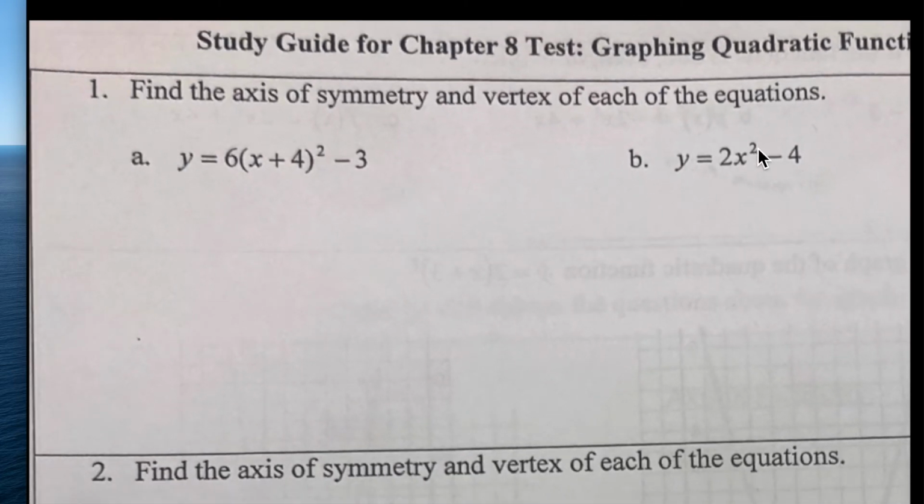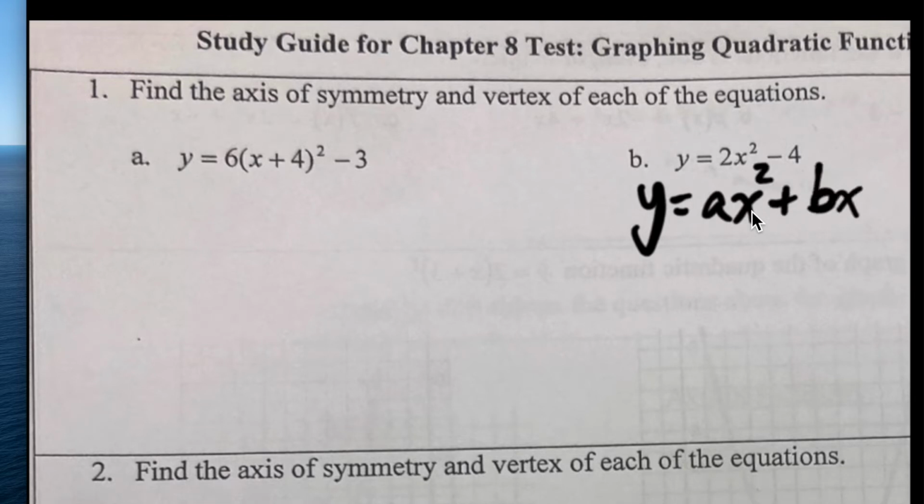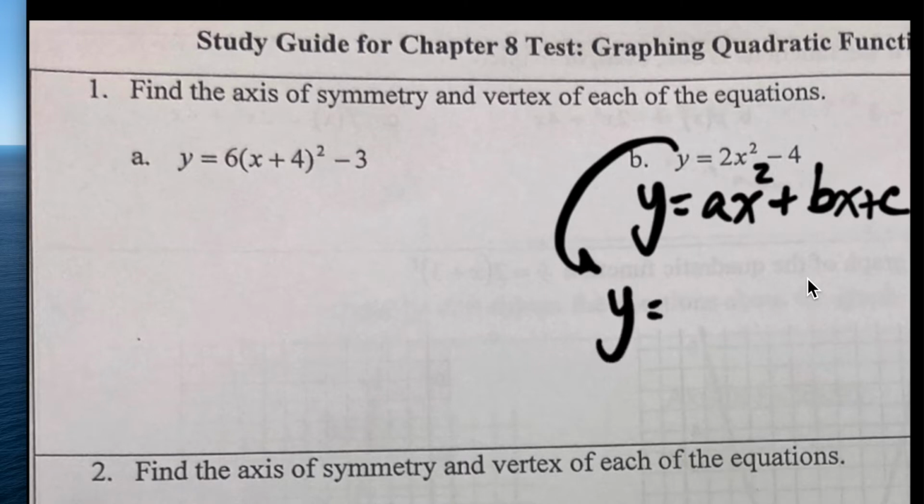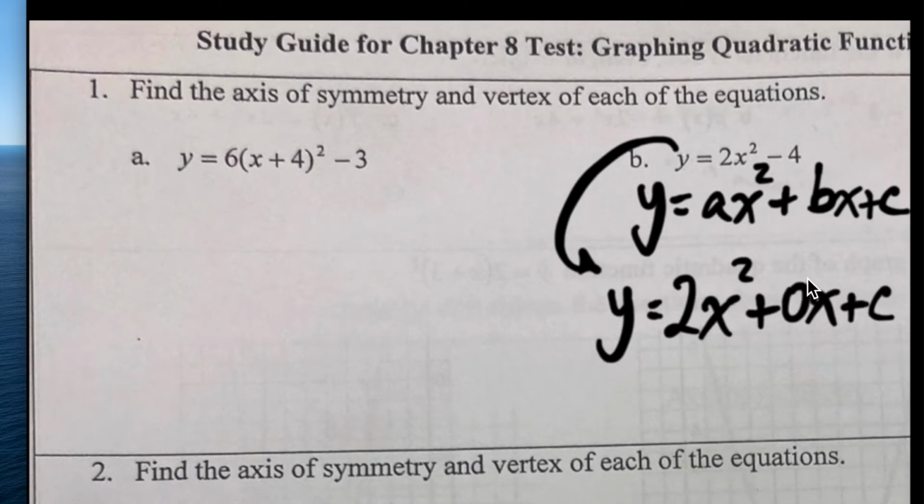See how that x squared is out here? This has been expanded. Not only that, but if we have y equals, this is called standard form, ax squared plus bx plus c, there is no b term, it's gone. So if you were going to rewrite this with hidden ones and zeros, like I like to do, you would have 2x squared plus 0x plus c. So now your b value is 0.